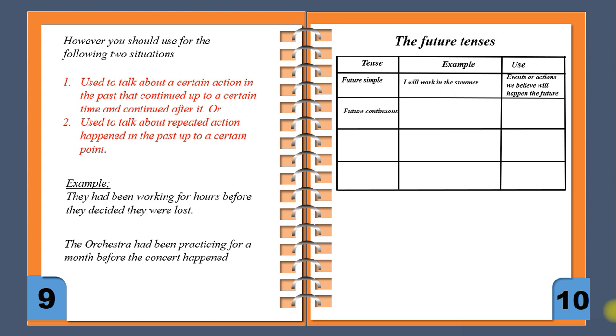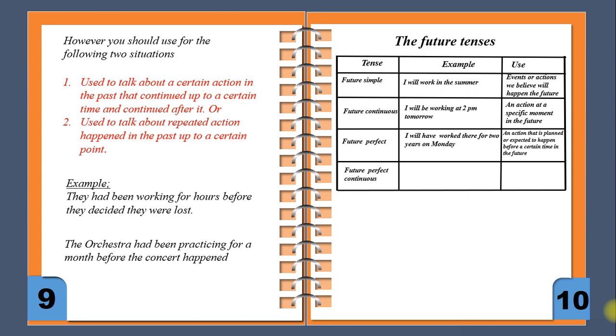And the second one is the future continuous. For example, I will be working at 2 p.m. tomorrow. The use of future continuous is to talk about an action at a specific moment in the future. Future perfect: I will have worked there for 2 years on Monday. The use of future perfect is to talk about an action that is planned or expected to happen before a certain time in the future.